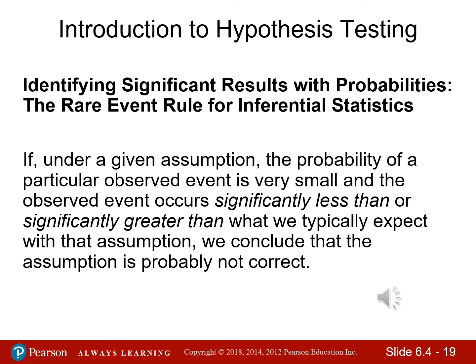The rare event rule for inferential statistics states if, under a given assumption, the probability of a particular observed event is very small and the observed event occurs significantly less than or significantly greater than what we typically expect with that assumption, we conclude that the assumption is probably not correct. In other words, the rare events rule states that if an assumption is made and the probability of a certain observed event is very small, then the assumption is most likely incorrect.